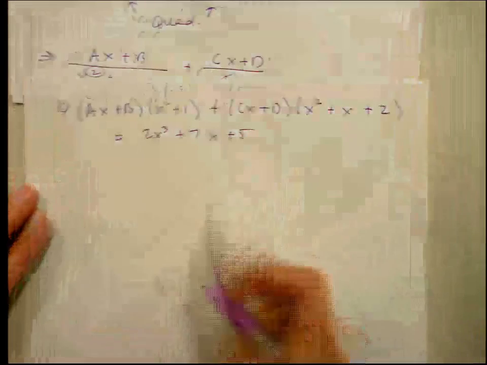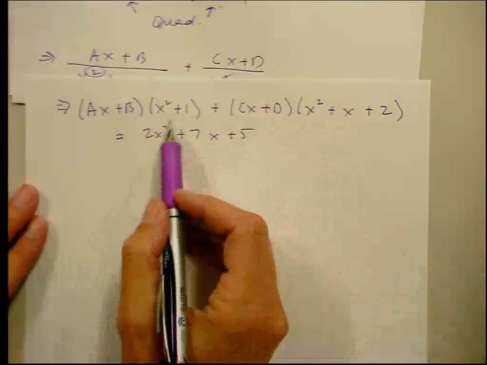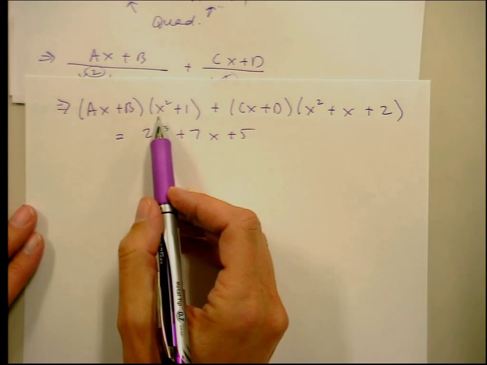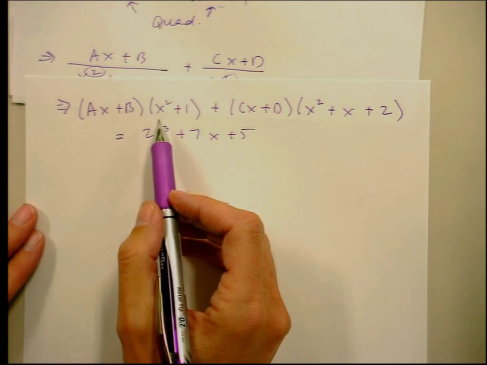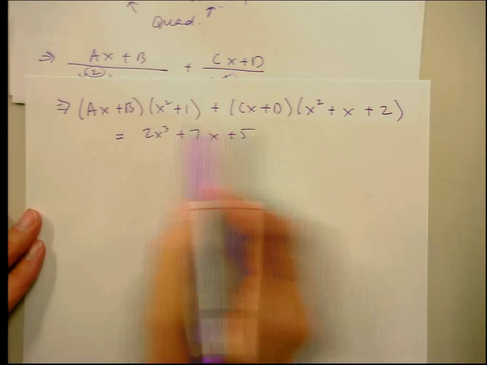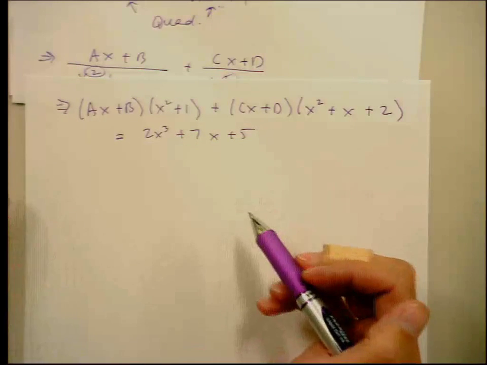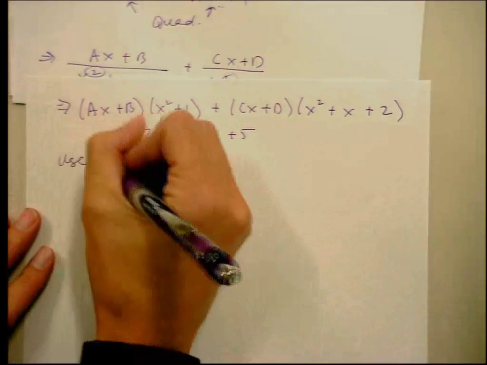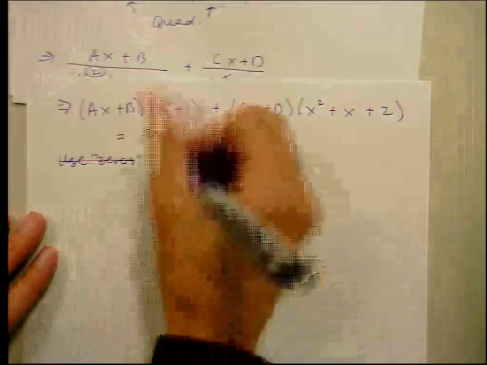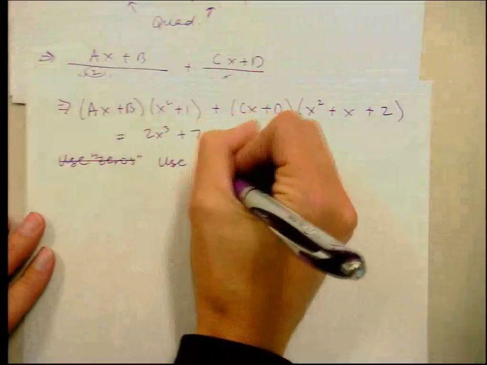Remember I said these guys are irreducible? That means there is not a real number, I should say not an integer, that will zero these out. So I'm stuck. I can't use zeros. I would love to. That is always my first choice, but I can't. So instead, I need to use coefficients.